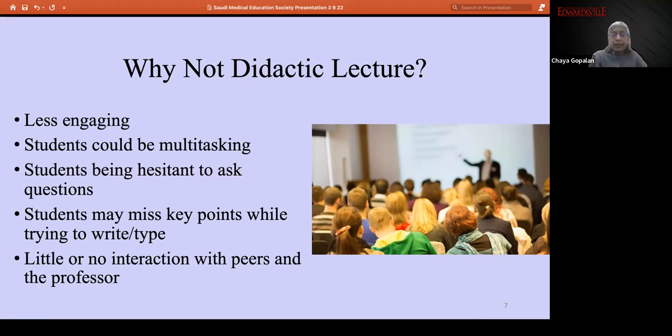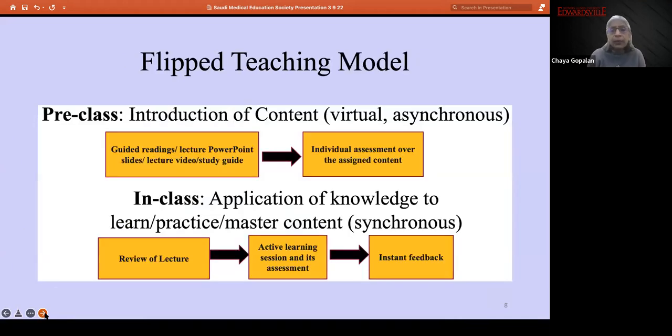For the same reasons I mentioned earlier, they may miss the key point while rushing to take notes. And then little interaction with peers, little interaction with the professor because of the limited amount of time there is in a lecture classroom. All right, so now we want to look at the specific details of the flipped teaching model. As I mentioned before, there are two key components. One is the pre-class, one is the in-class component.